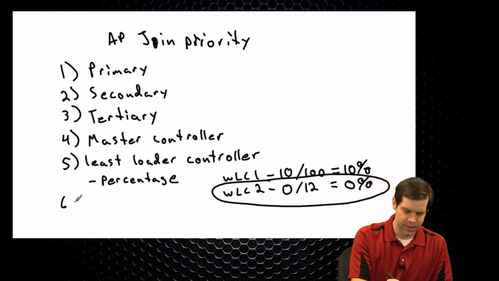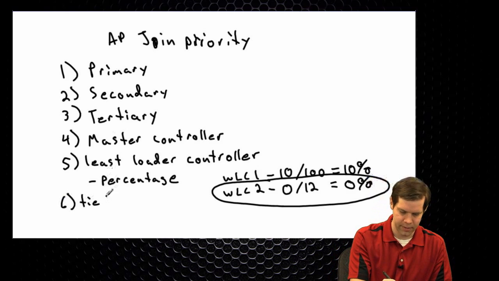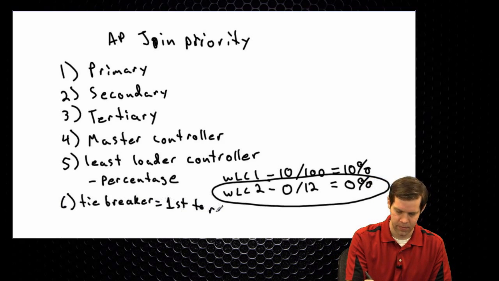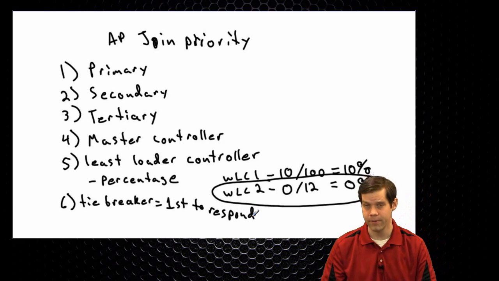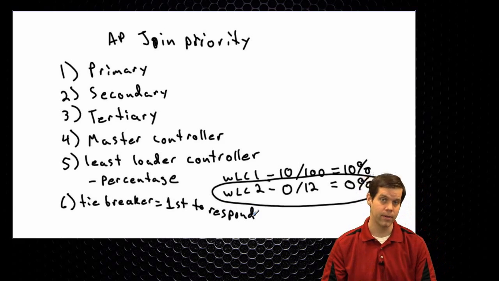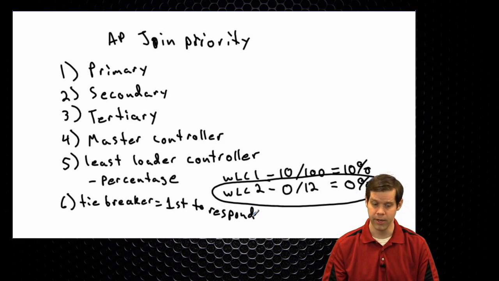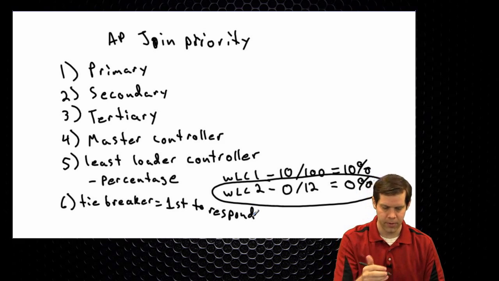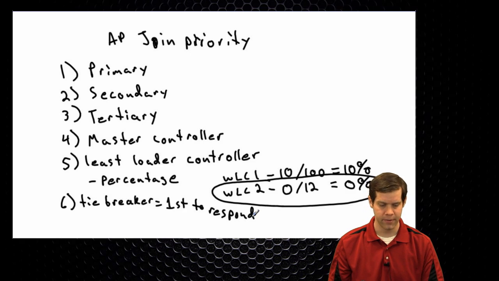And I guess really the tiebreaker, once we get down to the bottom, if everything is the same, it's the first to respond. So whichever discovery response that it received first, if everything else is equal, that's the one it's going to attempt to join up to. So let's show you real quick how to configure a few of these things, just so you understand if you haven't actually seen the configurations for these.